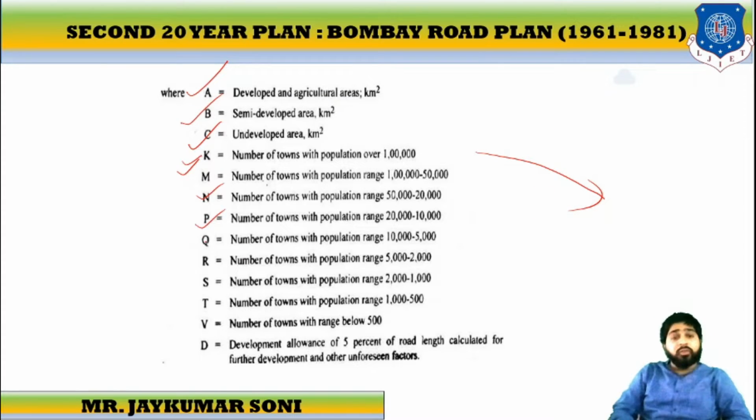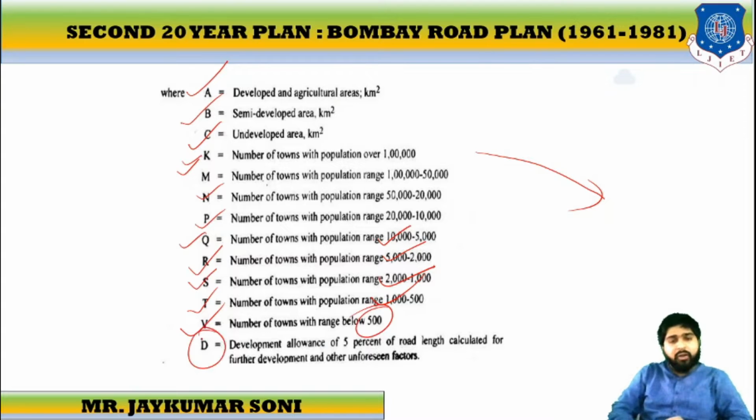Then Q stands for those towns which have a population between 10,000 and 5,000. R stands for those towns which have a population between 5,000 and 2,000. S stands for those towns which have a population between 2,000 and 1,000. T stands for those towns which have a population up to 1,500. V stands for those towns which have a population below 500.